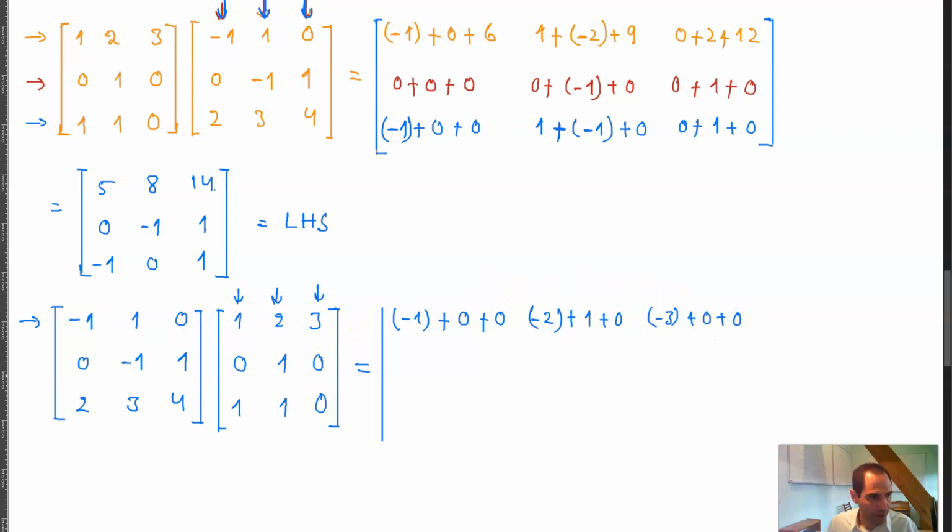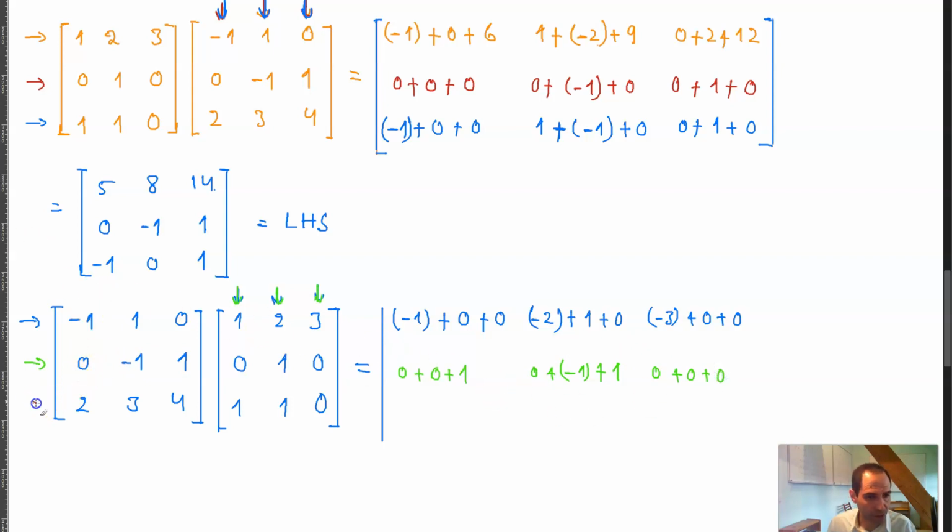And the next row, basically, in this column you have 0, 0, and 1. 0 plus 0 plus 1. And this column you have 0, negative 1 and 1. And this column you have 0, 0, 0. 0 plus 0 plus 0.